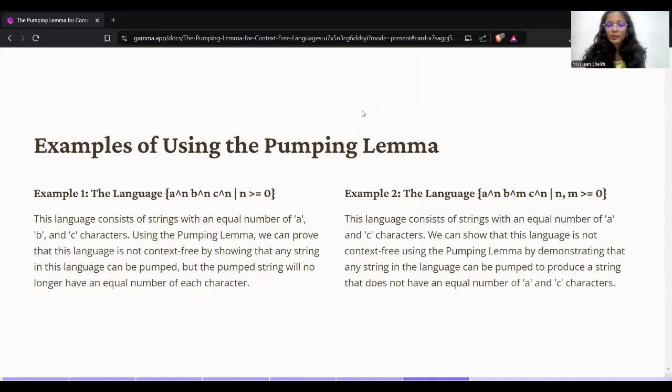Example 2, the language a to the power n, b to the power m, and c to the power n. Here n and m are greater than or equal to 0. This language consists of strings with an equal number of A and C characters. We can show using the pumping lemma that any string in the language can be pumped to produce a string that does not have an equal number of A and C characters.